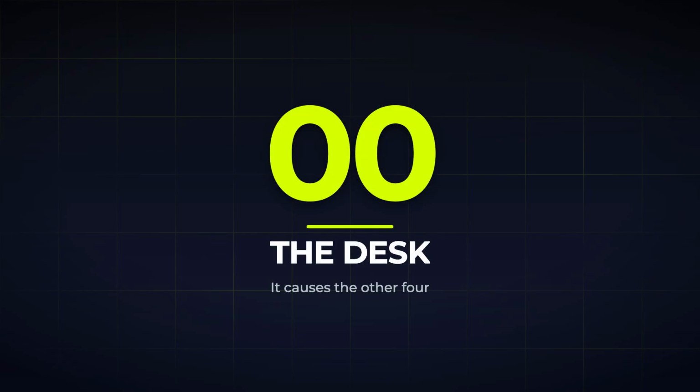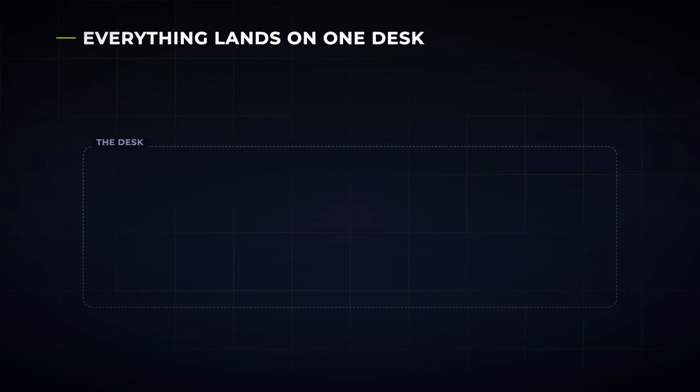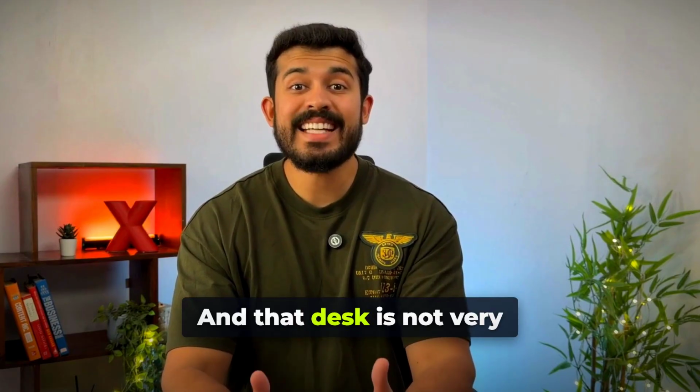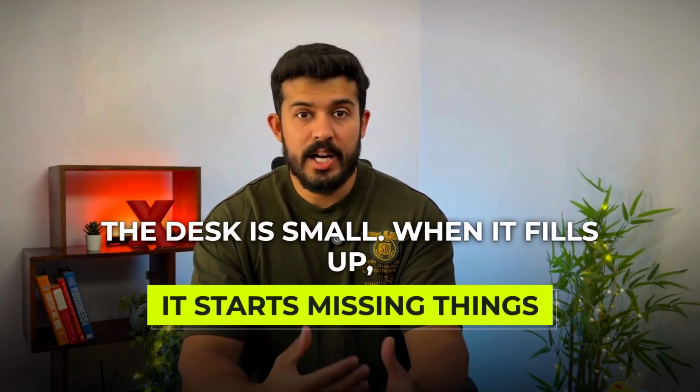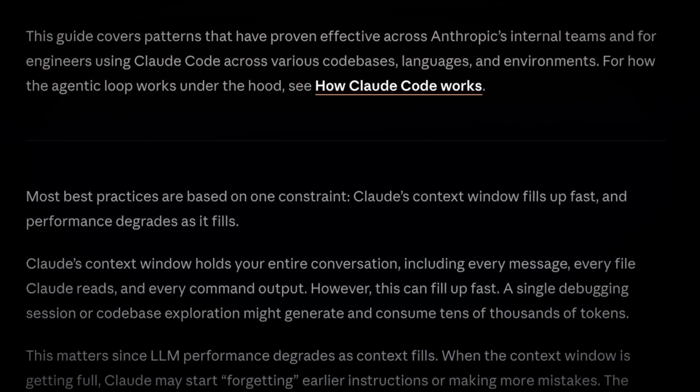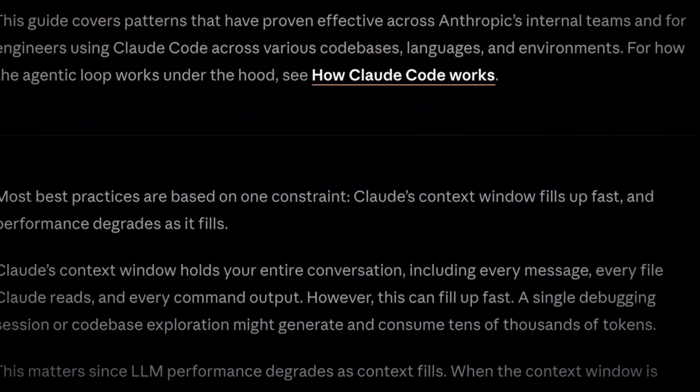Think of a desk. Everything you say to it today sits on that desk. Every file it opens, every reply it writes, every wrong answer, it all stays there. And that desk is not very big. When it fills up, it starts missing things. Even things you told it that same morning. There's a name for this. Context window. Forget the name. It's just a desk that fills up.